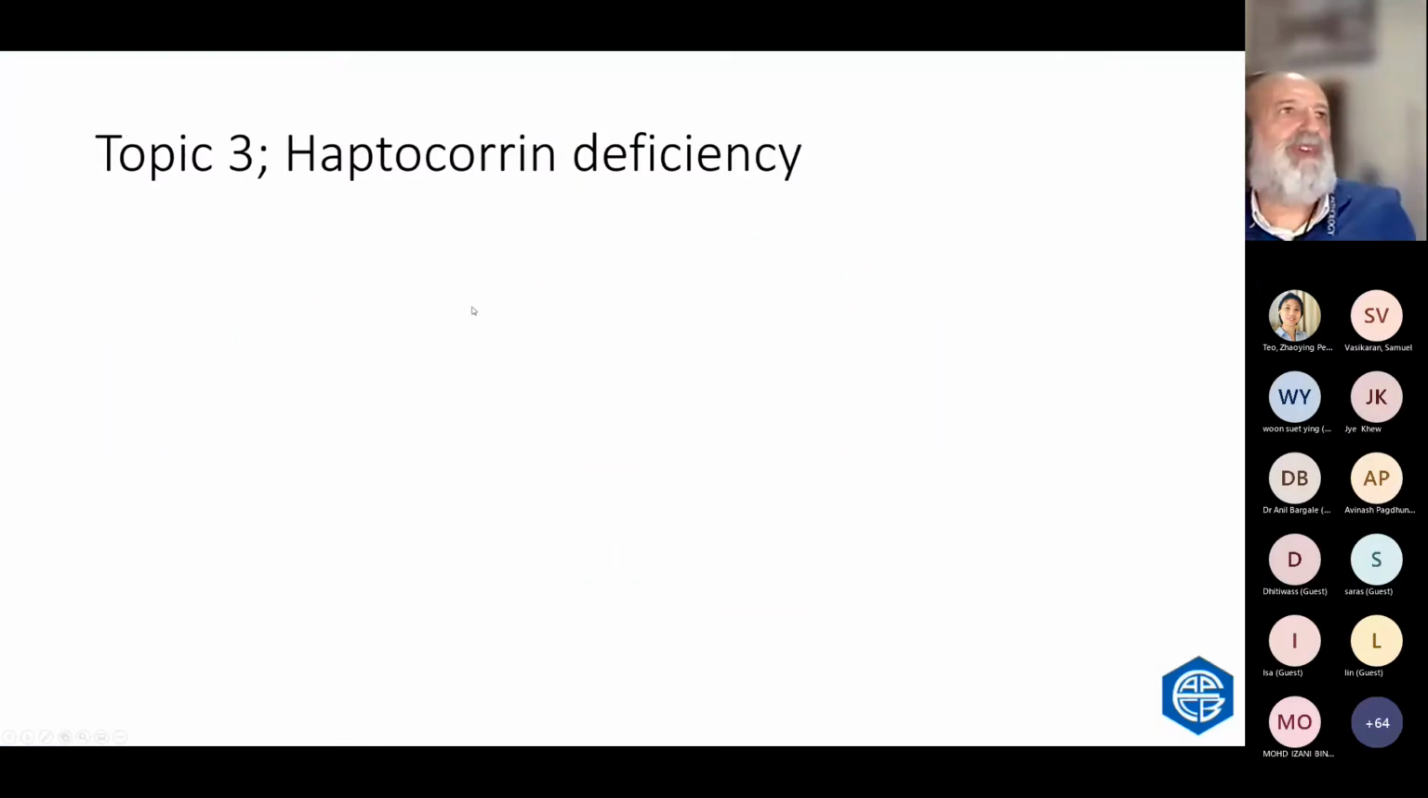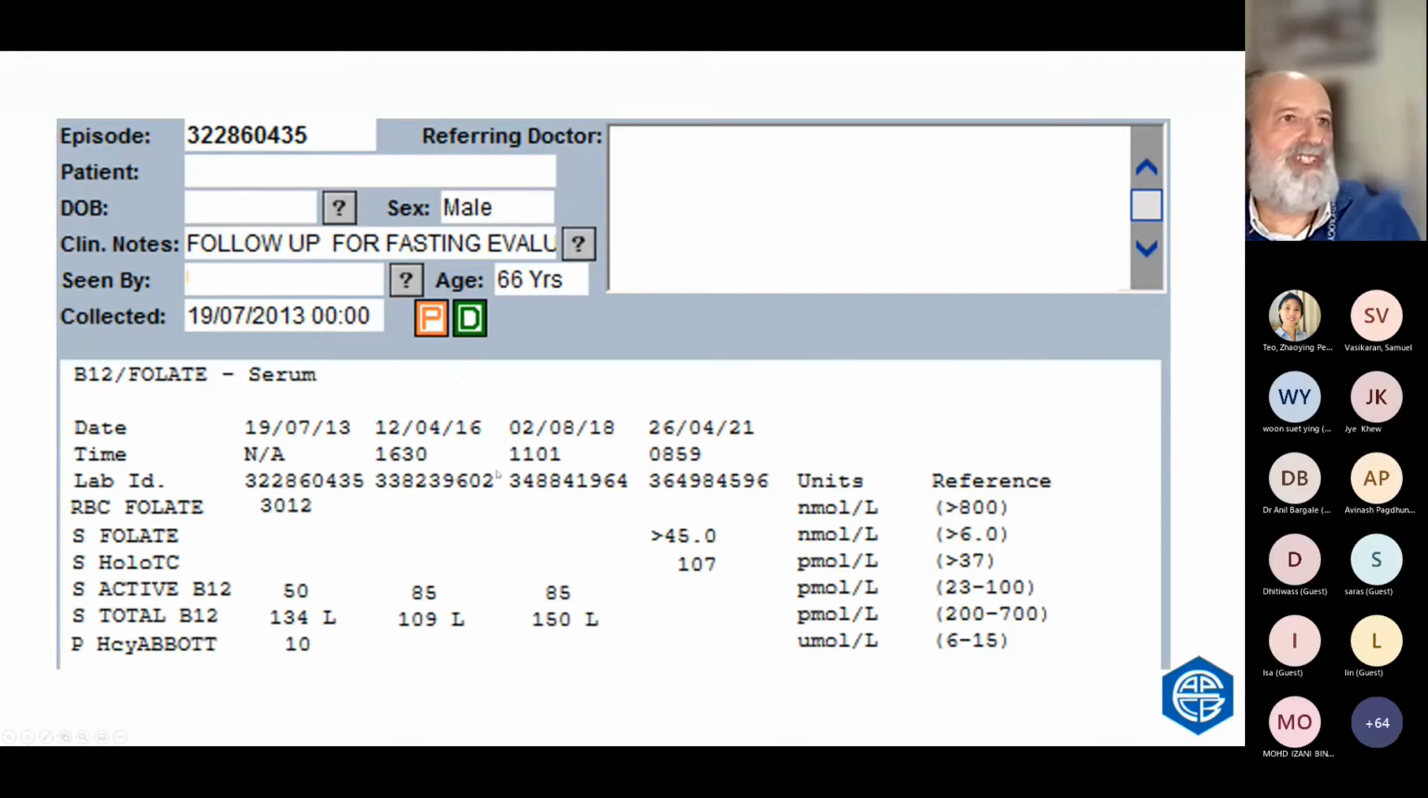Now, before I leave B12, I want to talk about this concept of haptocorrin deficiency. Here's a 66-year-old man who's been given B12 for years, and his total B12 never gets above 150. Now, it varies from patient to patient. These patients cannot make haptocorrin like normal patients. Normally, you can see B12 levels in healthy people of 1,000 or 2,000, and they generally have 1 or 2 year stores. But these people who can't make much haptocorrin can only get up to 100 or 200 or 300, and effectively they've only got 1 or 2 month stores. And this is called haptocorrin deficiency.